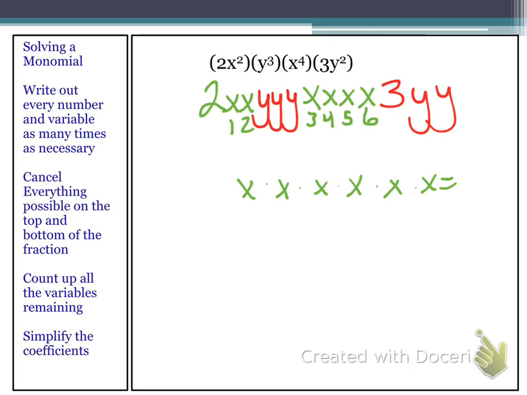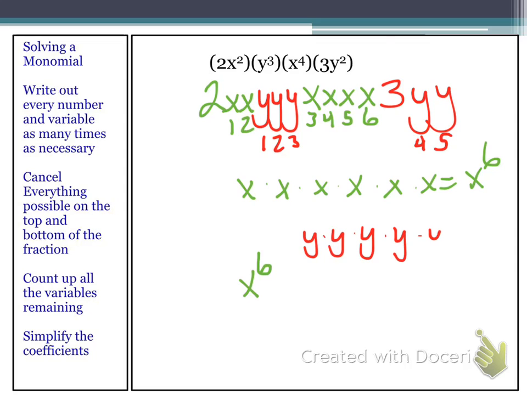Do I want to write it like that? No. A much simpler way would be saying x to the 6th power. So what that means is I'm going to have x to the 6th. When I look at the y's, I have 1, 2, 3, 4, 5. Instead of saying y times y times y times y times y, I'm going to say y to the 5th power. So x to the 6th, y to the 5th.